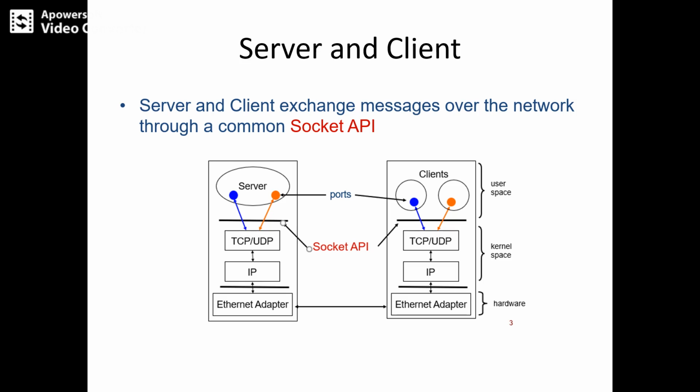Here we have the Ethernet adapter, IP, and TCP or UDP depending upon connectionless or connection oriented, and we need to take the port number of the server which is bound to the network. Similarly, the client has a port number, with user space and kernel space in the client and the hardware part. So how can the client request and the server respond?